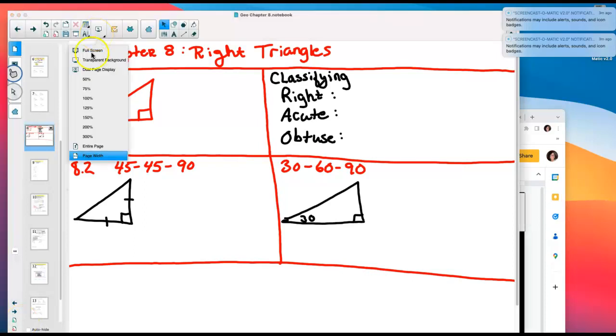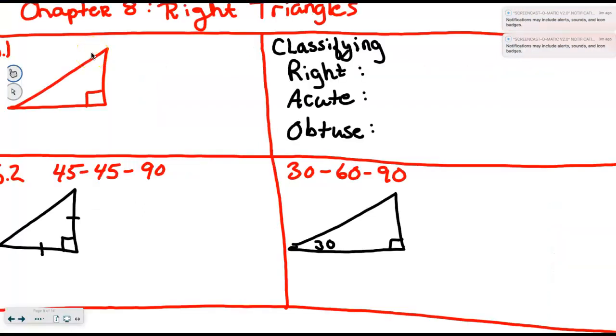All right, so we've done 2 sections so far. This whole chapter is on right triangles. So the first part of the chapter is about, first of all, the Pythagorean theorem.